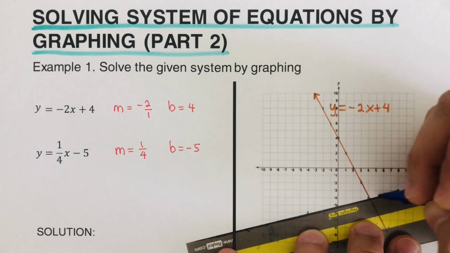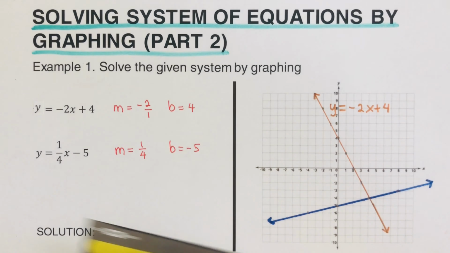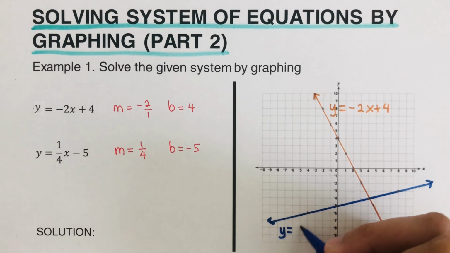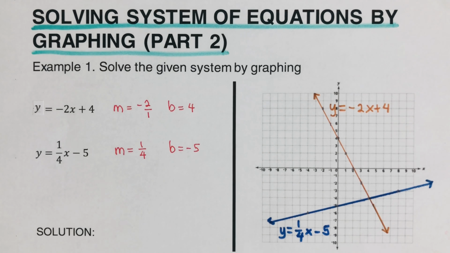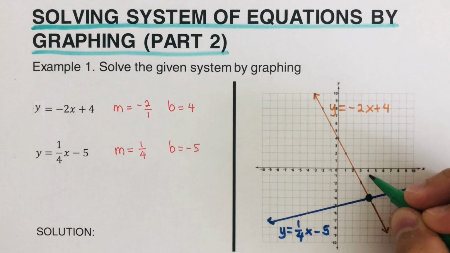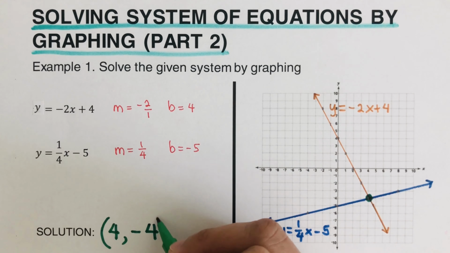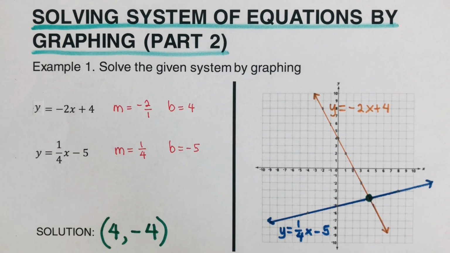So this blue line that we have is y equals 1 over 4x minus 5. So looking at this graph that we have here, the point of intersection, or the solution, is this point right here, which is 4 and negative 4. So this is the solution to this system of equations that we have here.